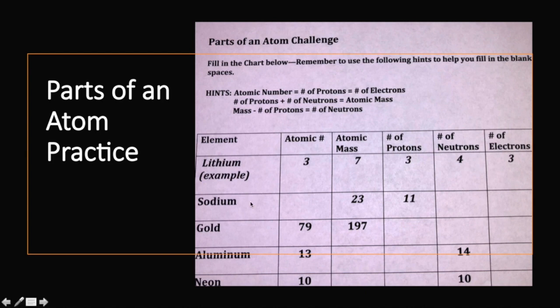So let's look at the next line for sodium. The atomic mass of sodium is 23, and the number of protons is 11. Can you use these hints here to fill in the rest of those blanks for sodium? I'll wait just a minute.